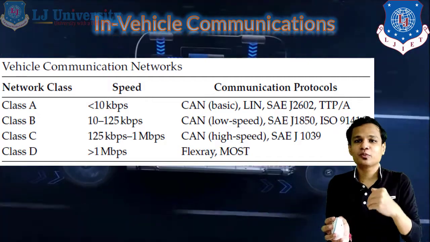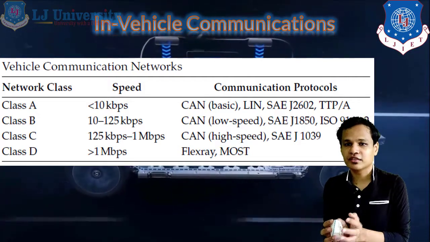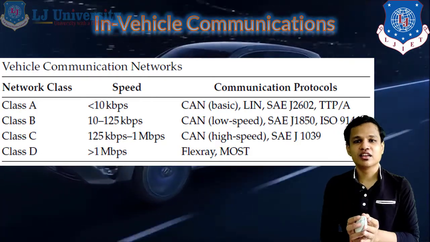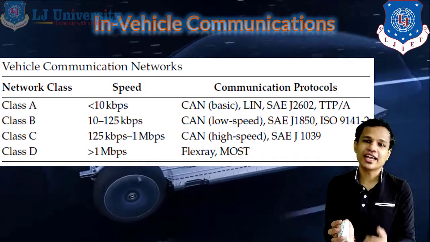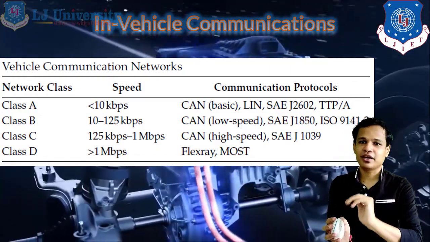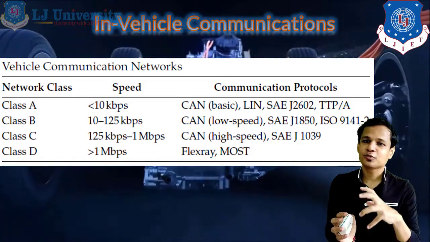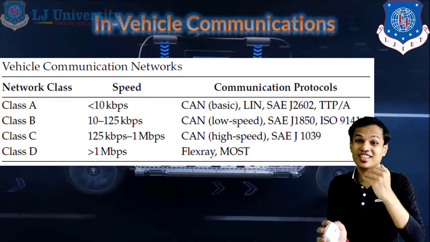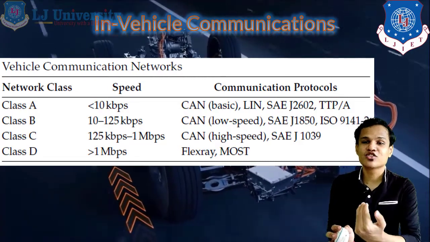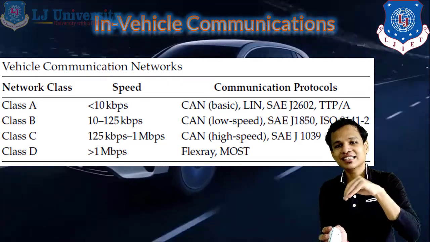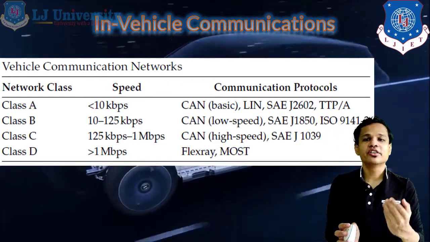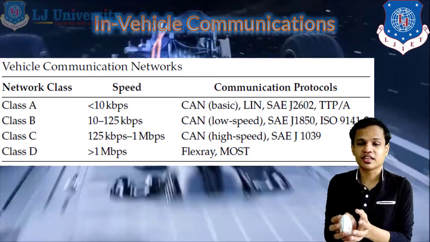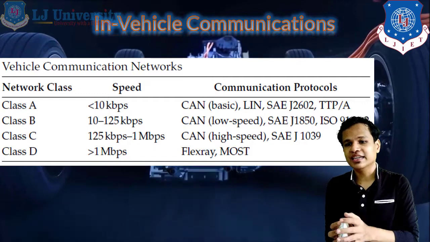Class B has the speed of 10 to 125 kbps, so it is a little bit faster than class A. Next, class C is 125 kbps to 1 mbps, which is actually a pretty high value, and you will get the response within a second. It will have a delay in the microseconds, which is required for our powertrain components and engine components that we discussed. And the last, that is a futuristic approach in which we are trying to get a data speed greater than 1 mbps for the response time, which is under development.